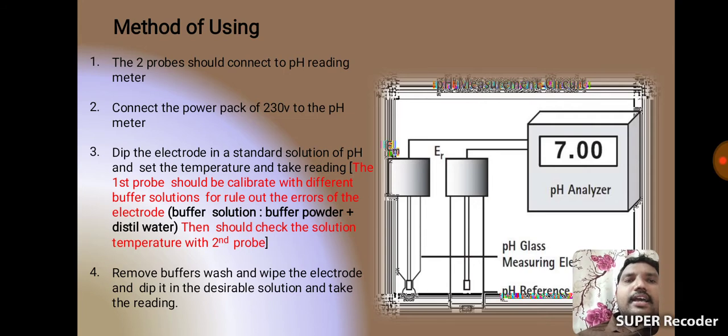This is the calibration step and measurement of the pH value with the pH meter. Here the two probes are in two different buffer solutions. We use two different buffer solutions for the calibration. After calibration of the instrument, take a sample solution in a 100 ml beaker, place the electrode into the sample solution, then note down the pH value of the particular sample solution.